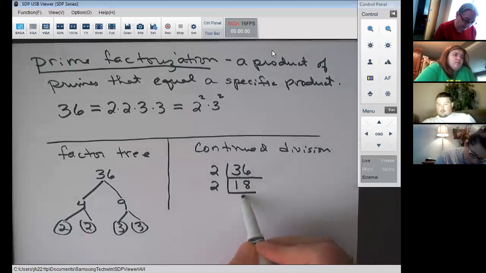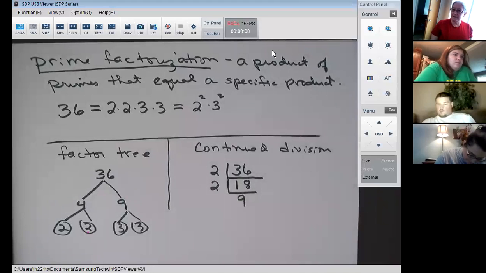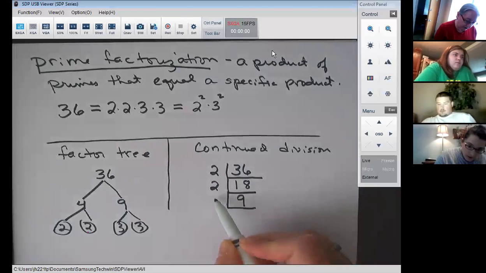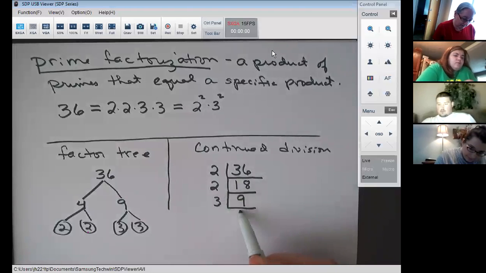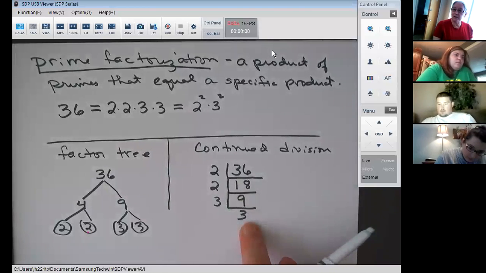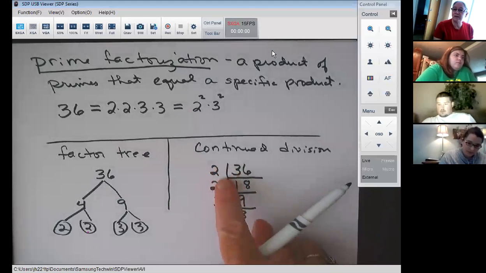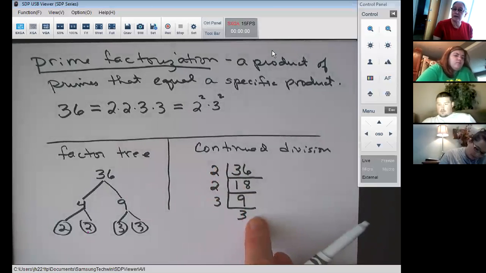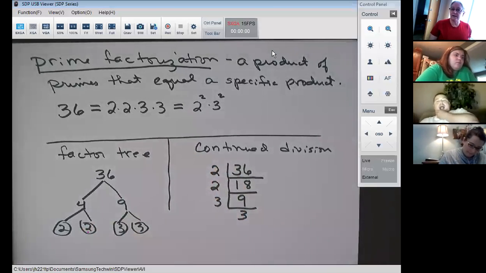So 2 into 18 goes 9 times. Is that a number that's prime? No. So what would be maybe the next prime I could try? Well, I'm going to try 3. 3 goes into 9 3 times. And as soon as I get a prime number as my quotient here, I'm done. So notice you'll see you still get 2 times 2 times 3 times 3 when you do this process. So either one that you teach your students is fine.